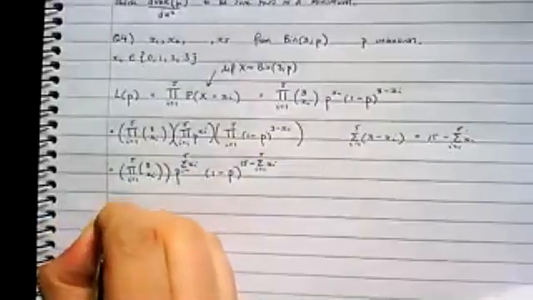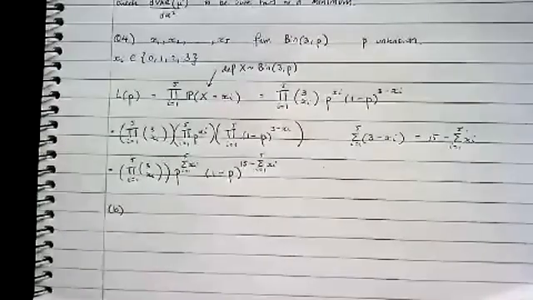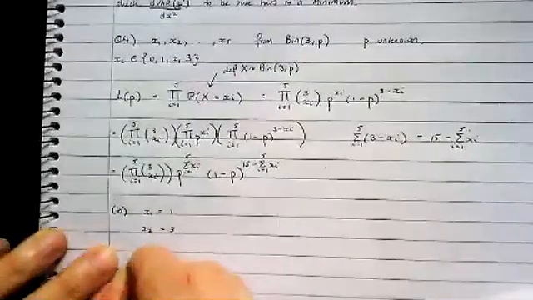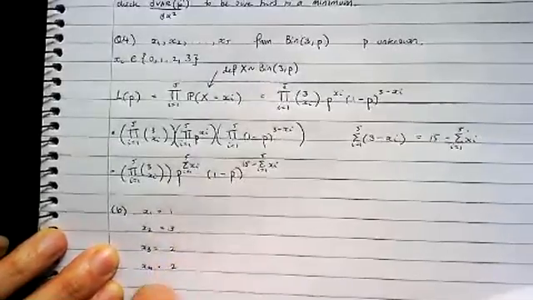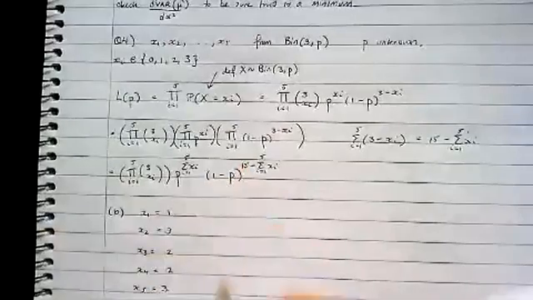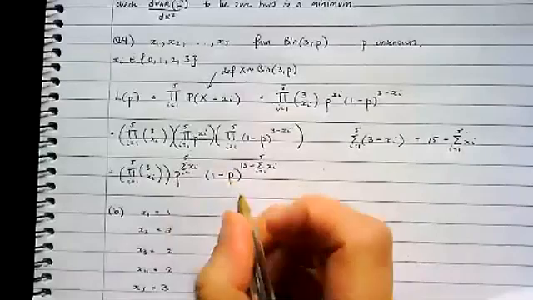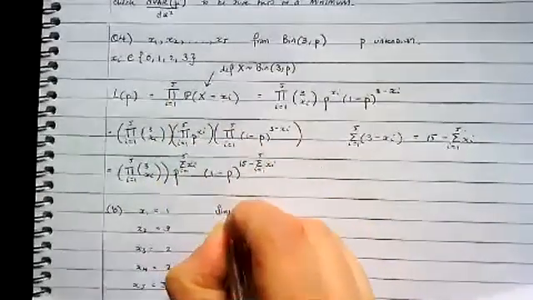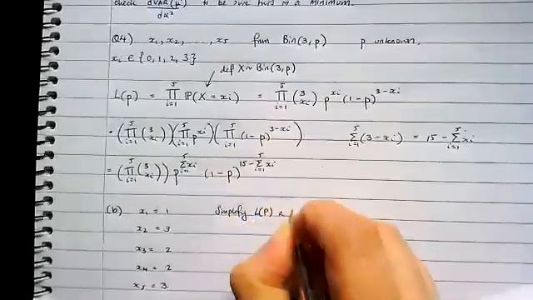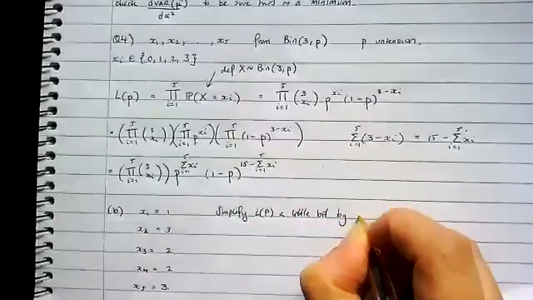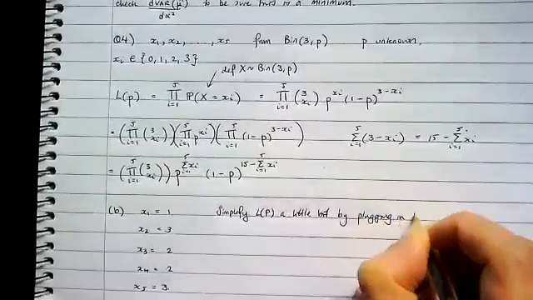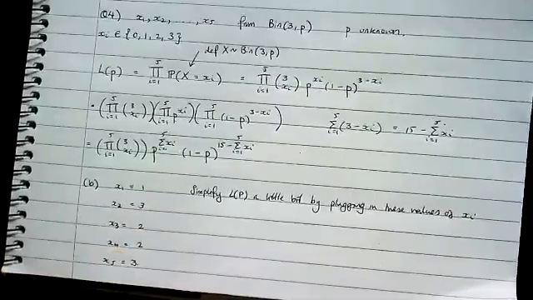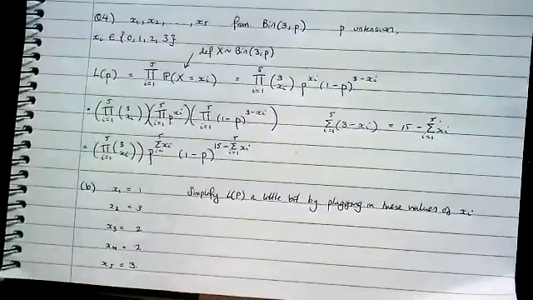Okay, awesome. So with that in mind, we've got part B, and I want you guys to give part B a go. In part B, we've been given a particular sample: x1 equals 1, x2 equals 3, x3 equals 2, x4 equals 2, and x5 equals 3. So first of all, try and simplify LP a little bit so that it doesn't have any xi's anymore, it's just got numbers in. Simplify LP by plugging in these values of xi.